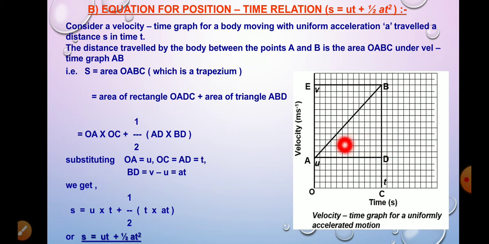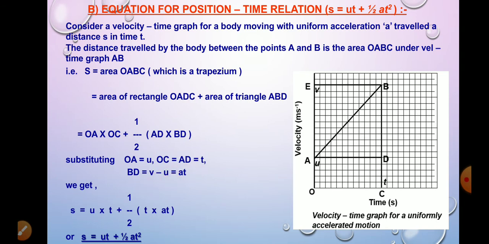So we know that from your first equation, V minus U is equal to AT. In the first equation, you have learned V minus U equal to AT. So substitute V minus U equal to AT. Now substitute into S: OA means U into T, so UT plus half, AD is T and BD is AT. So AT into T is AT square.